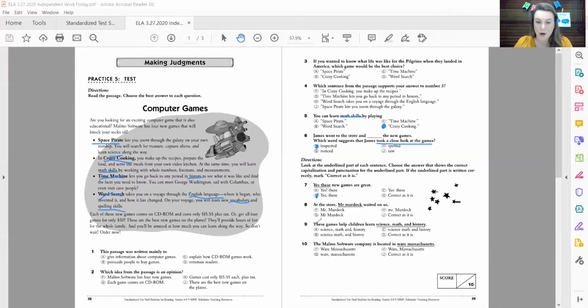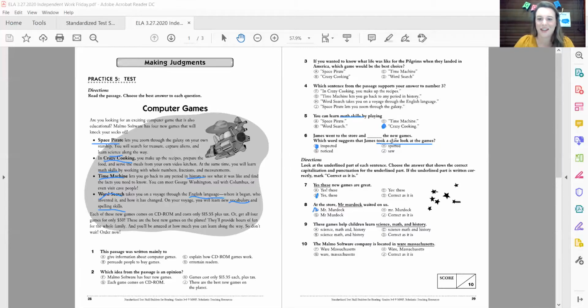8. At the store, Mr. Murdoch waited on us. So when you have a proper noun, and specifically with an abbreviation, you know you have to capitalize both the abbreviation and the proper noun, the name of that person. And with that abbreviation, you need to put a dot after the abbreviation. So it should be Mr. capitalized, dot, and Murdoch, M, should be capitalized. So if you chose F, you got it correct.